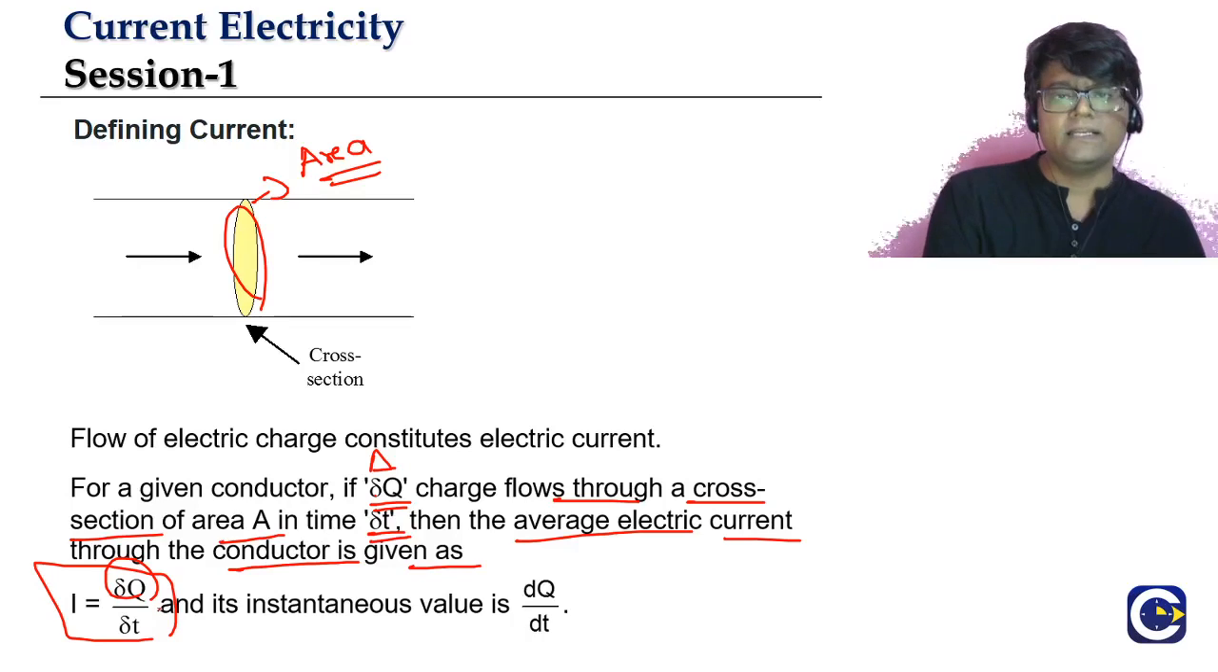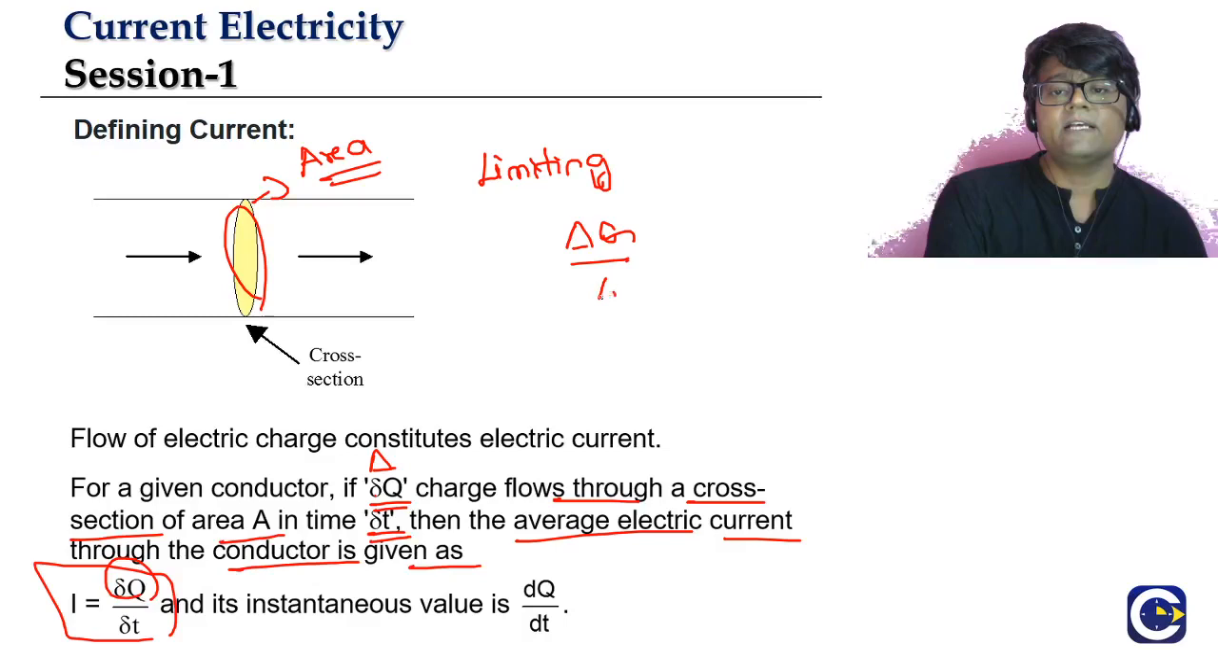Delta Q by delta T. How are we going to measure the current value? Delta Q by delta T. Okay, and if we want to find it at an instant of time, then in mathematics there is one concept called the limiting concept. So what is this limiting concept? Delta Q by delta T is giving us what? It is giving us the average current.